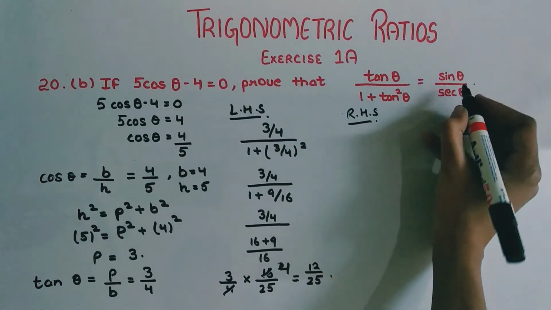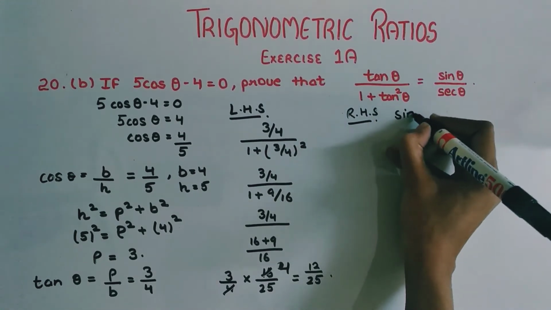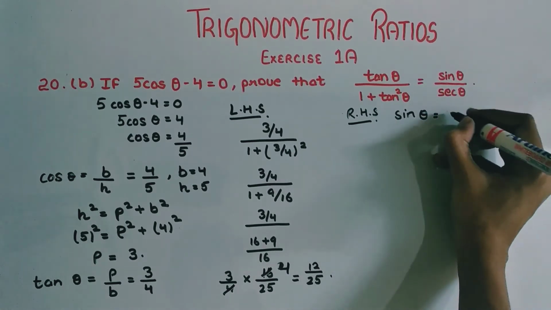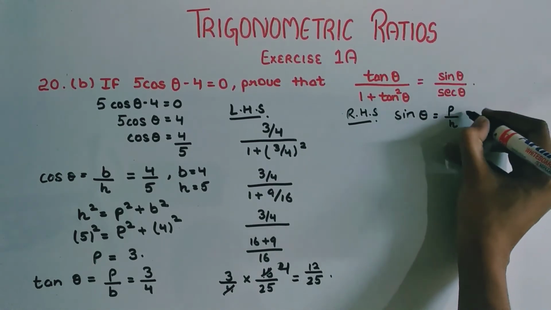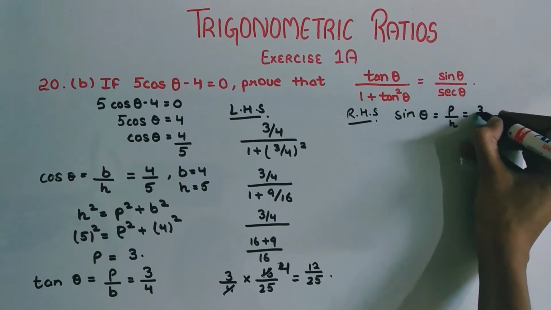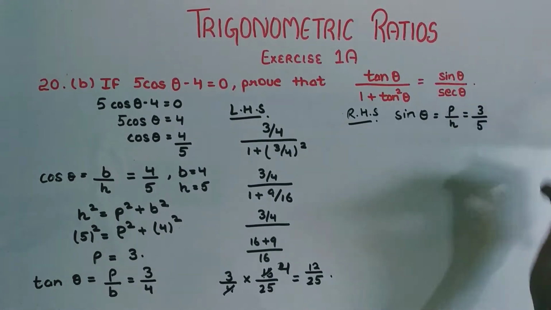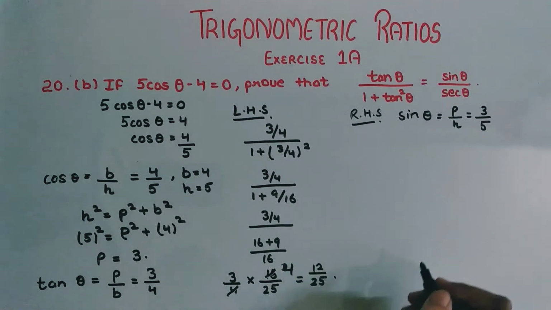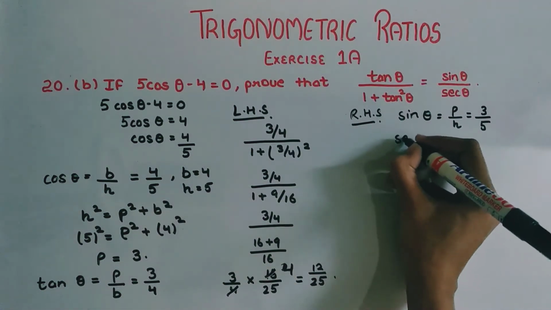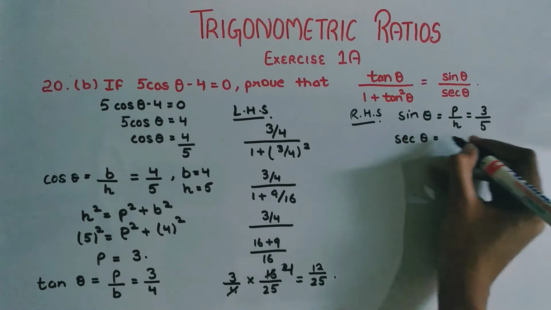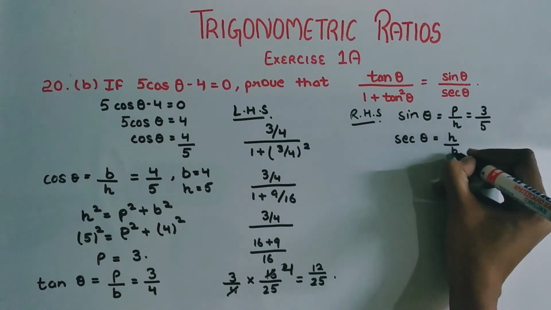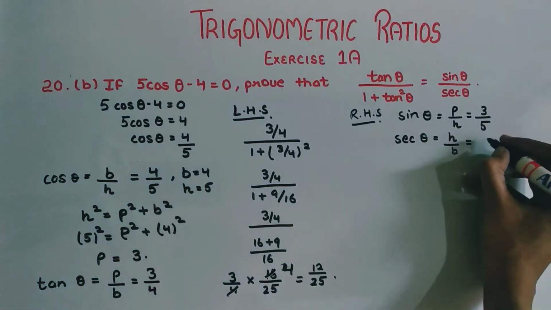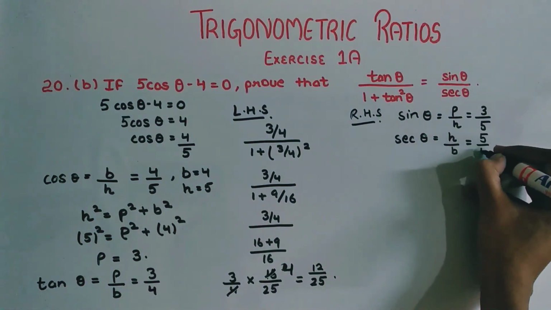Now we will solve the right hand side. First we need sin theta. We know that sine of angle theta is perpendicular to hypotenuse. Value of perpendicular is 3 and that of hypotenuse is 5. Next we need secant theta. Secant theta is hypotenuse divided by base. Value of hypotenuse is 5 and that of base is 4, that is 5 divided by 4.